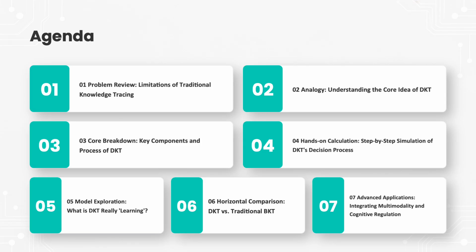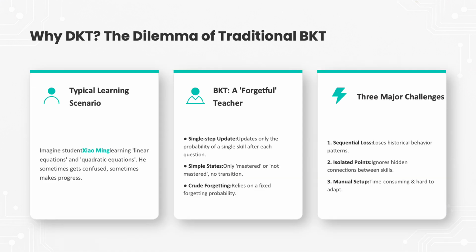We'll start by recalling the limitations of traditional models like BKT. Then, I'll use a simple analogy to explain the core idea of DKT. We'll break down its key components, and then, for the first time, we'll do a simplified manual calculation to see it in action. Finally, we'll discuss what DKT actually learns, how it compares to BKT, and how we can extend it for even more powerful applications. Let's start with the problem.